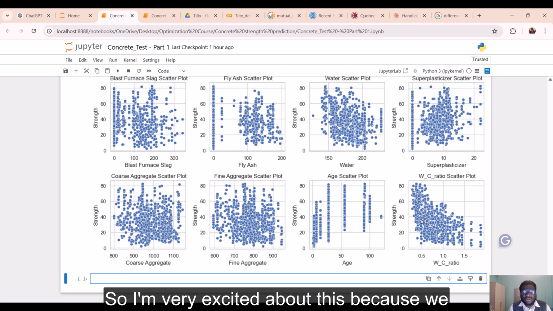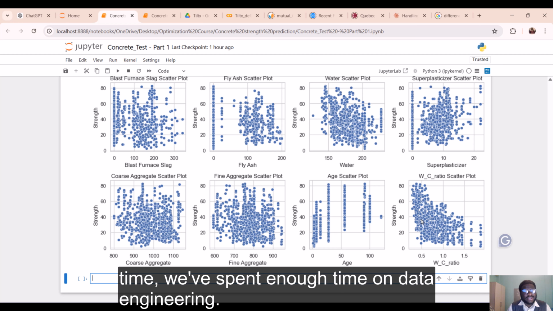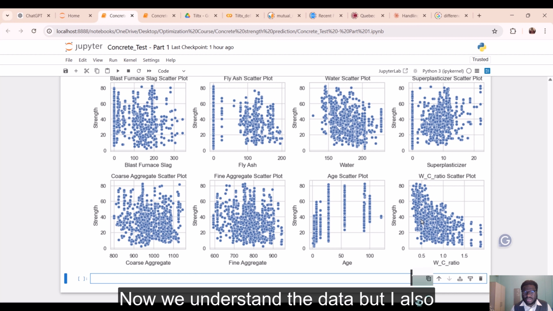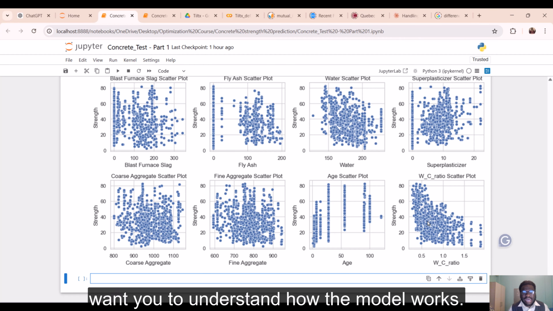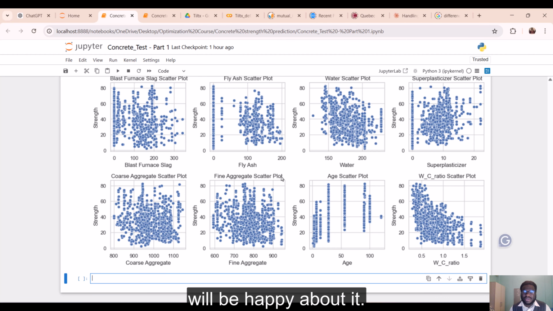I'm very excited about this because we have spent enough time on data engineering. Now we understand the data, but I also want you to understand how the model works. I will try my best and hopefully everyone will be happy about it.